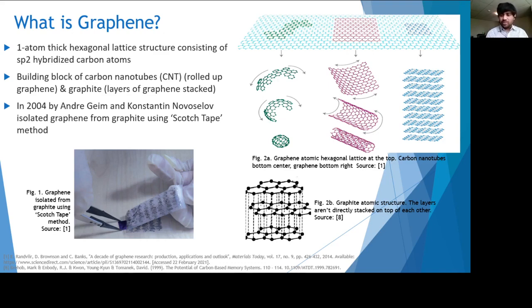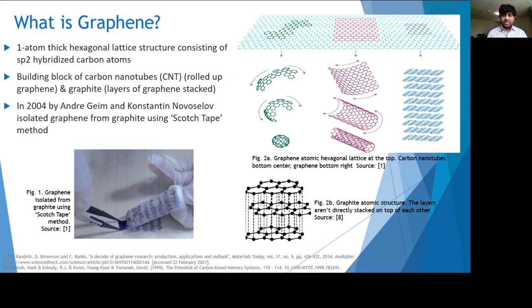So one thing to note about graphite is the layers of graphene are at a slight angle to one another, and that's shown in figure 2b. This detail will become more important when we distinguish between graphite and multi-layer graphene. Even though both are multiple layers of graphene stacked, the fact that graphene layers are at a slight angle in graphite gives it different mechanical and electrical properties compared to multi-layer graphene where they're not stacked at an angle.